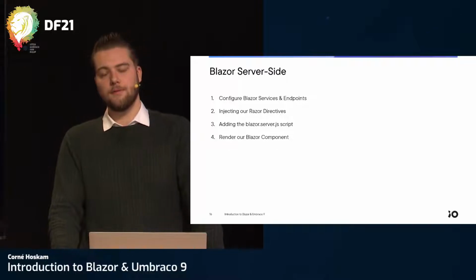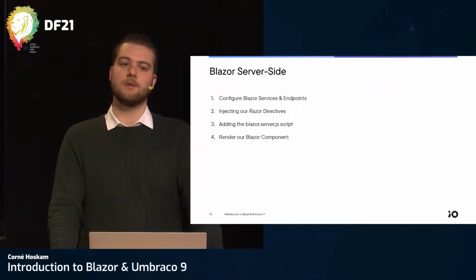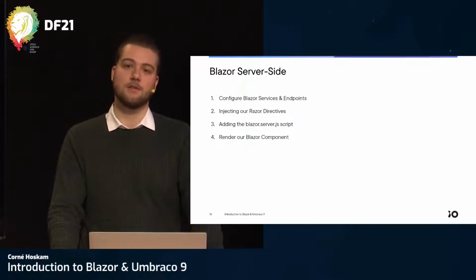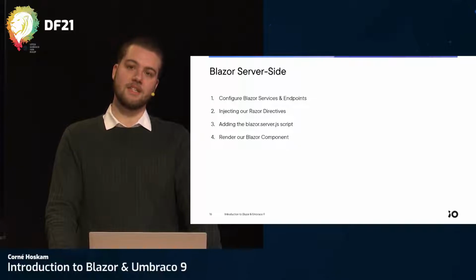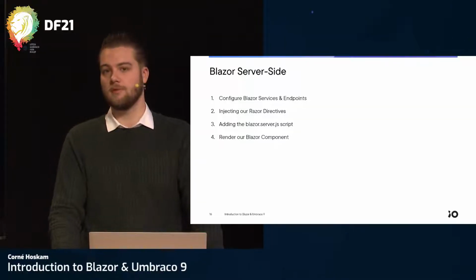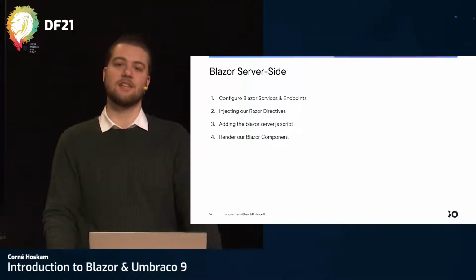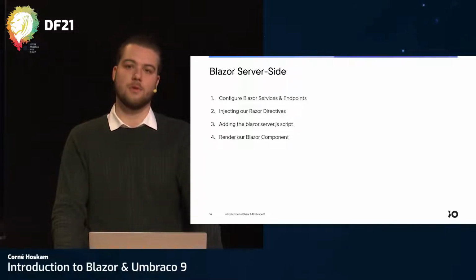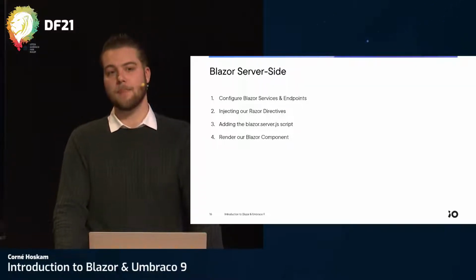So there are 4 steps that we have to take so that we can configure our application. First of all would be that we have to configure the Blazor server-side services itself into our application, having to do with both the services that get injected into our website, but also the endpoints that are required for our SignalR connection to take place.